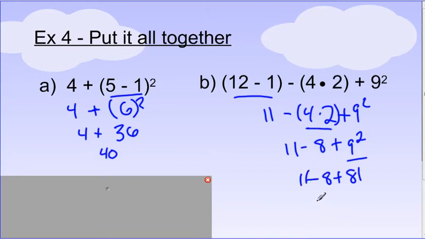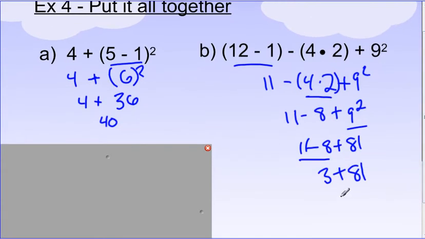Now I've got subtract and add. Hopefully you understand why I'm doing the subtract first. You do not always add before subtract. You do whichever comes first. In this problem, the subtract comes before the add, so you subtract first. And then when you add 3 plus 81, you get 84.